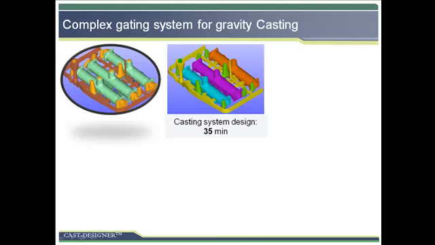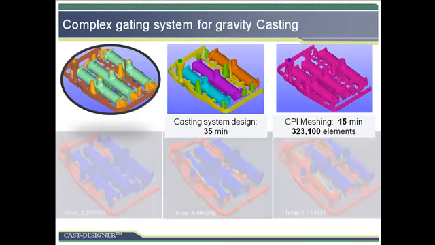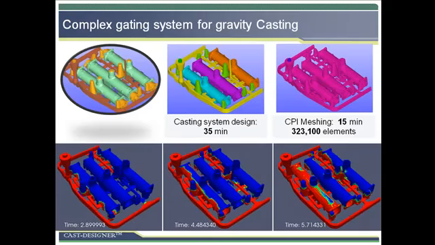This is an example with a complex gating system. There are 3 parts in the same mold. How to design the riser and gate system is the key point. Cast-Designer can design the whole riser and gating system in 35 minutes, and 15 minutes for the full mesh, a model with 323,100 elements for casting and gating only, and the full simulation takes around 5 hours on a better computer.